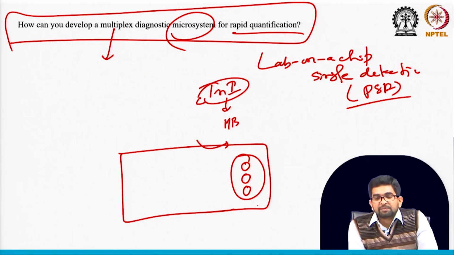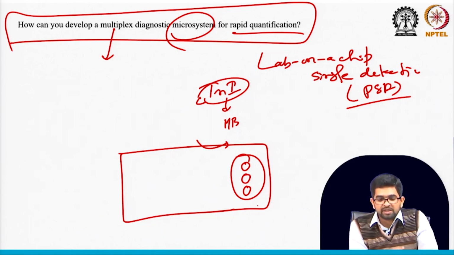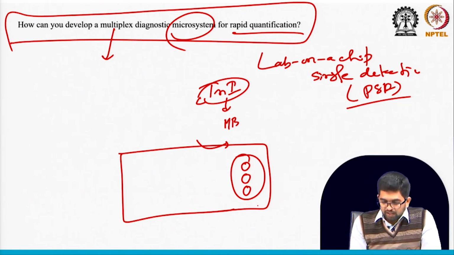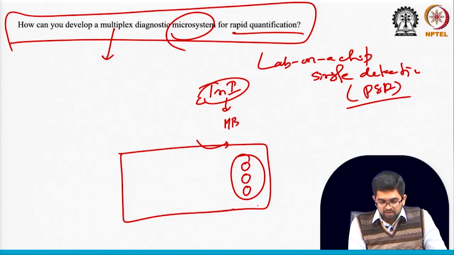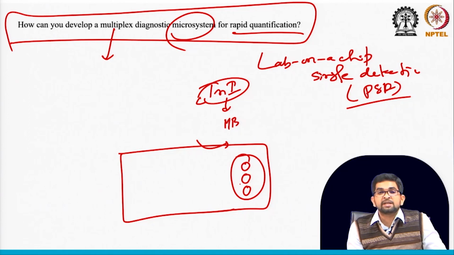Nobody will go to the doctor every time to check their prostate specific level, troponin level or MB level. If you have something at home, you can do self-checking, get some data, predict, and take your own decisions. That is really useful, so that we can minimize deaths. So this is the motivation. In the same way, let's design a lab on a chip for multiplex diagnosis.